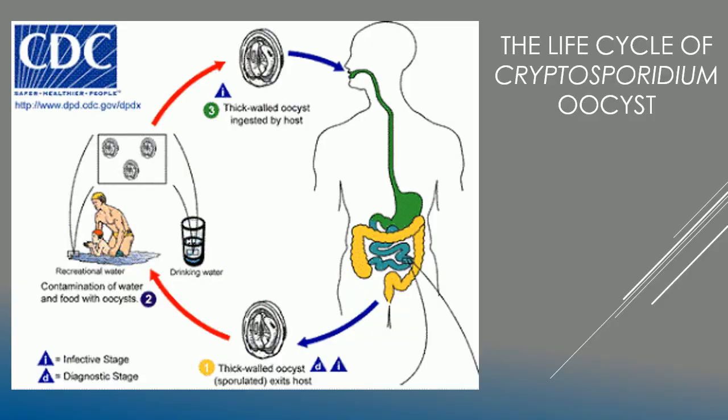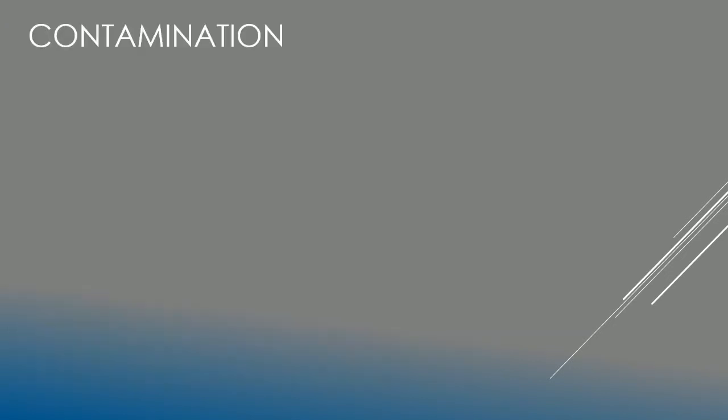The life cycle of Cryptosporidium begins when the thick-walled oocyst exits the infected person in the fecal material and is released into the water, which causes contamination in the pool. Once the oocysts are ingested by other swimmers, they embed into the GI tracts of the host.